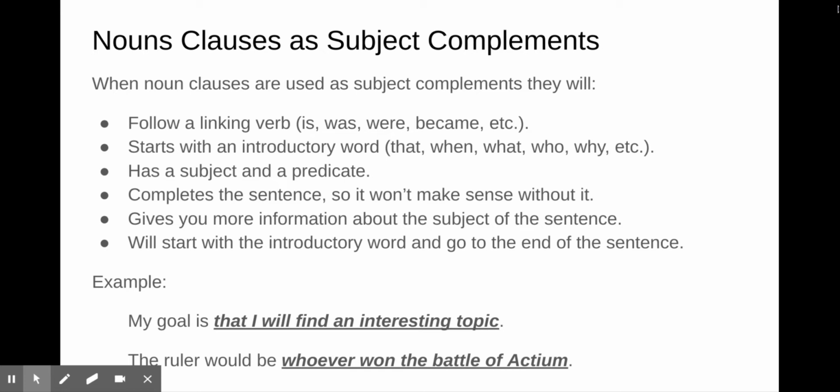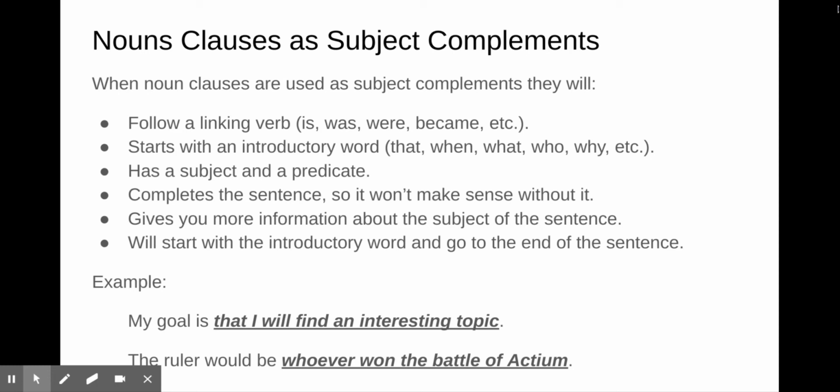So our first rule is that a subject complement follows a linking verb. So that's the first thing you're going to look for in these sentences. Find that linking verb. Find the is, the was, the were, any form of be. Once you find that, the next thing is going to be your introductory word. Just like yesterday when we talked about the noun clauses acting as the subject, they're still going to have an introductory word. You're going to look for that, what, and when, and that's how you know where your noun clause starts. So you find the linking verb, find the introductory word.